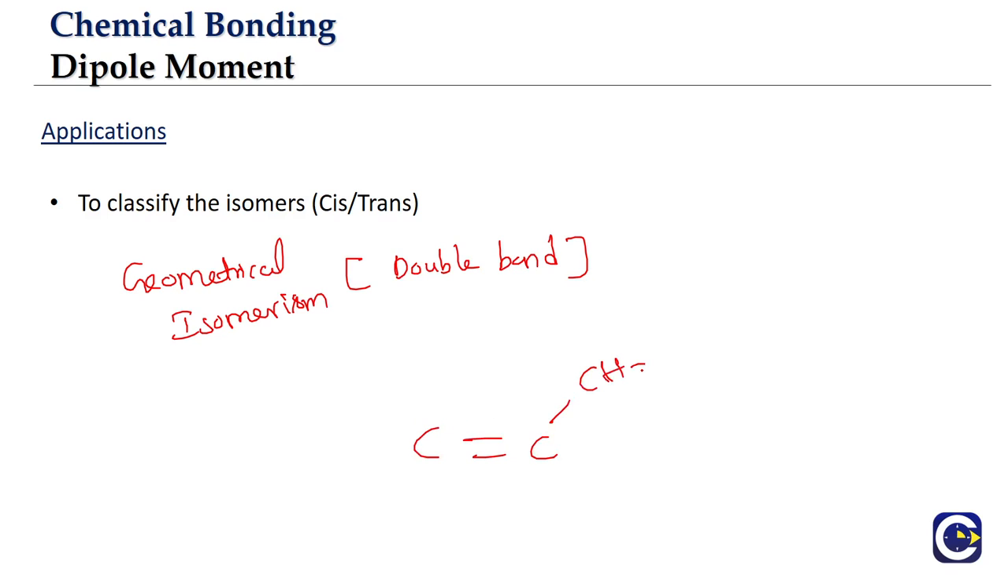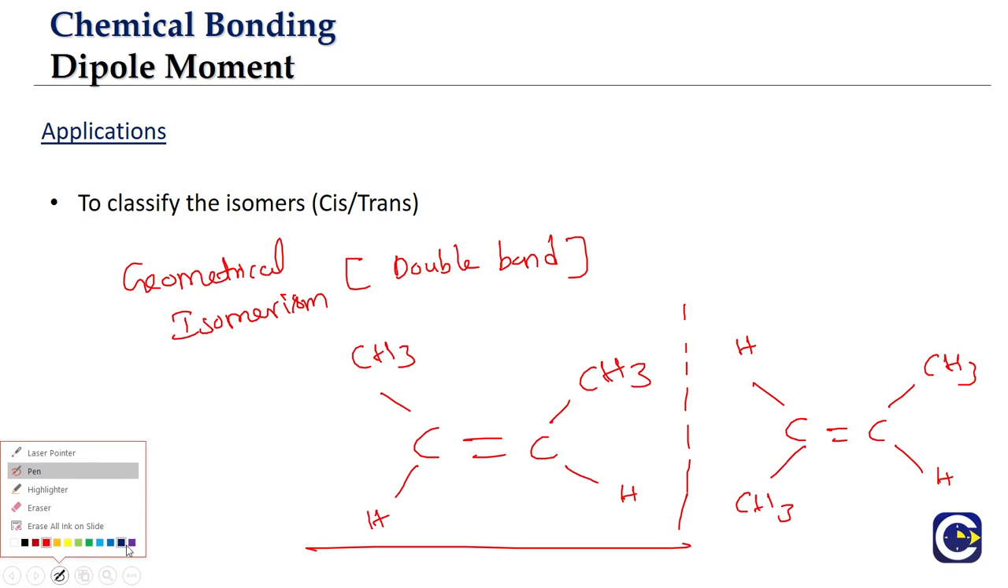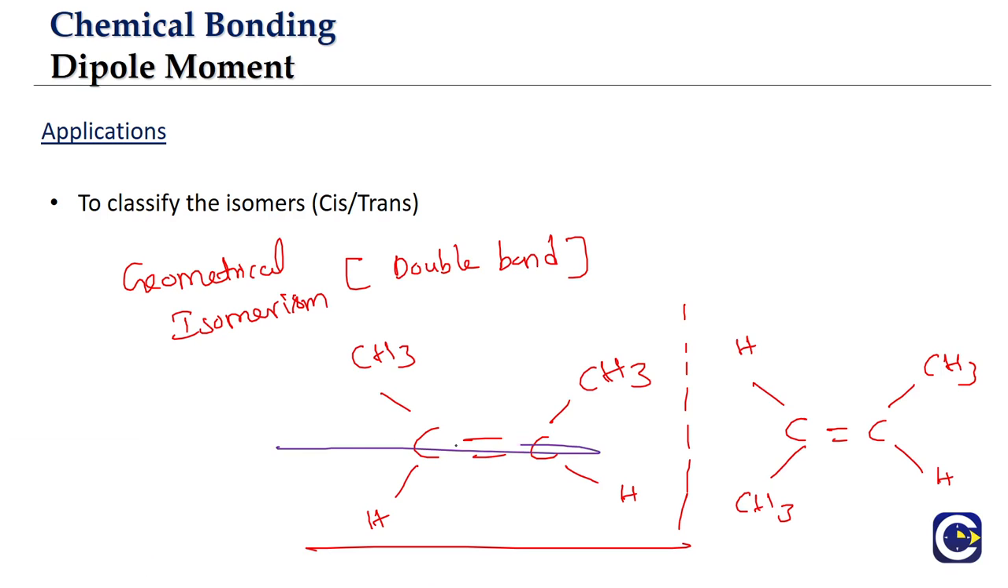This carbon is bonded to a CH3 group and a hydrogen. This is bonded to a CH3 group and a hydrogen. Look at this. This is one arrangement. Okay, we'll have another arrangement: a CH3 here, a CH3 here, and hydrogens. So these two arrangements, what is the difference? When you look at the carbon-carbon double bond, here we'll have the carbon-carbon double bond line.